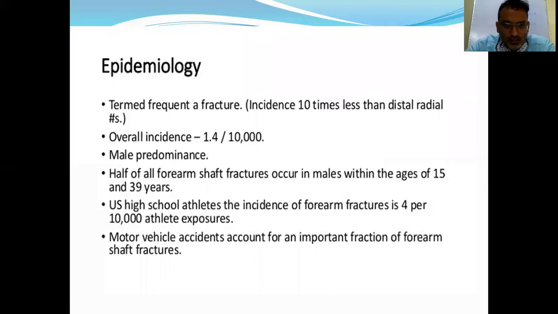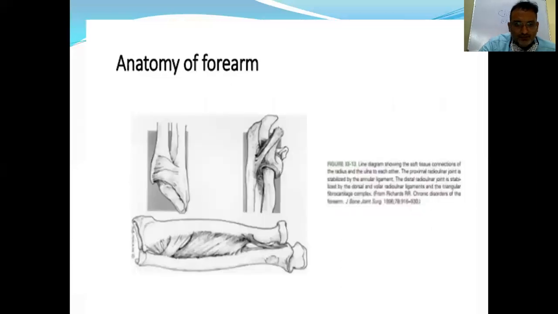Okay, so then coming to forearm fractures. These are less common than distal radius fractures; the incidence is 10 times less. Overall incidence is 1.4 per 10,000. There is male predominance in this, while distal radius fractures are most commonly in elderly females. Half of forearm shaft fractures occur in males aged 15 to 40 years. Motor vehicular accidents account for an important fraction of forearm shaft fractures.